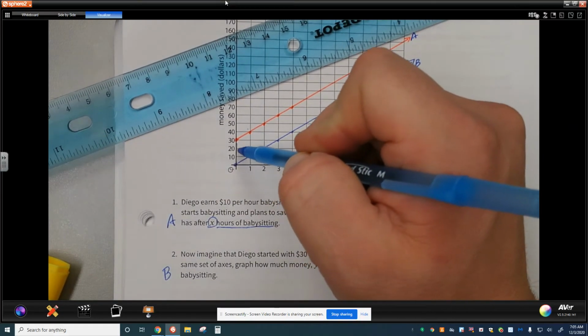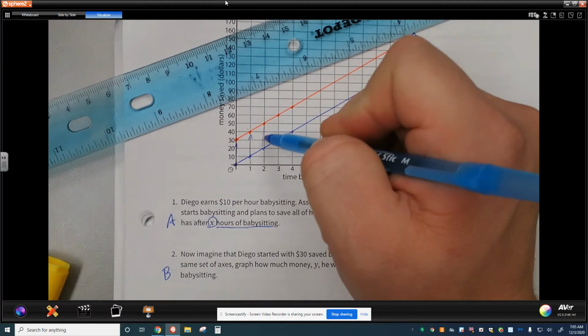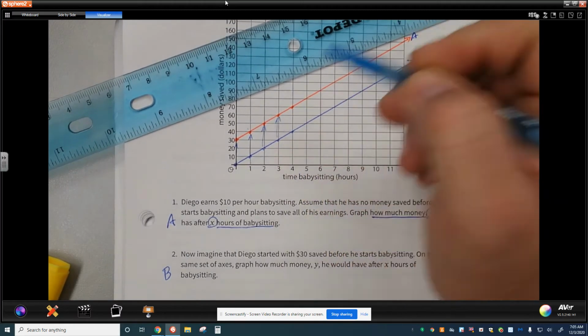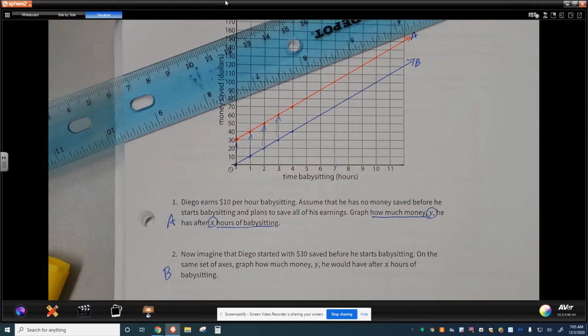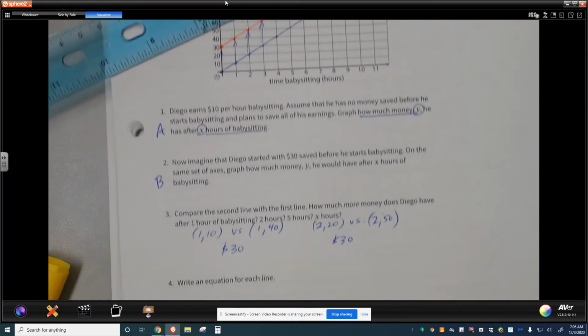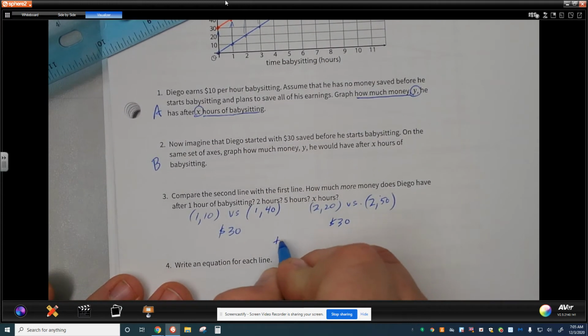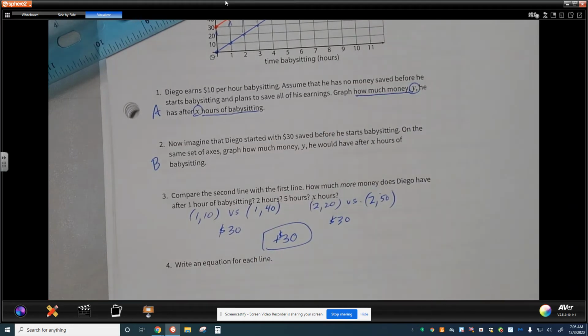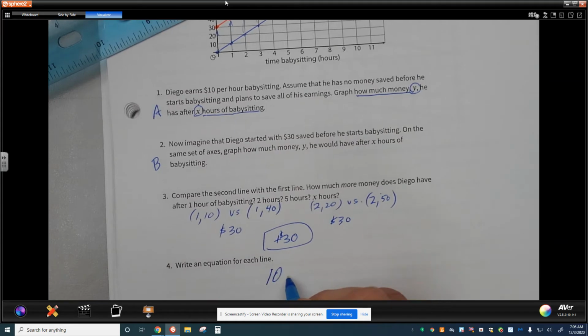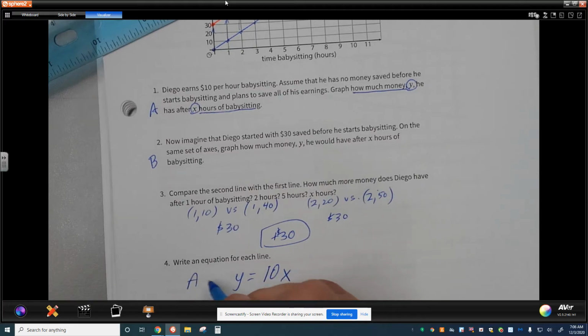We see that this is directly 30 units above at every single hour, which indicates that he's made $30 more every single hour. So what we can say with that is after any number of hours, he's always going to have $30 more than he did before. So when we write an equation for this line, we can take a look and see what kind of information it will demonstrate. If he started with $0 and he was making $10 per hour, then here's his equation for graph A.